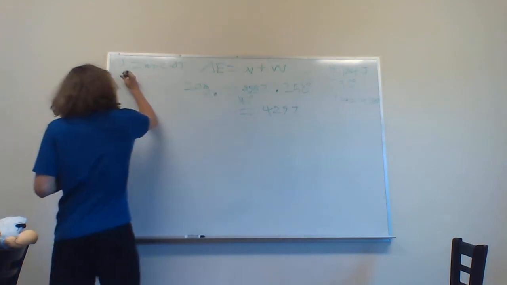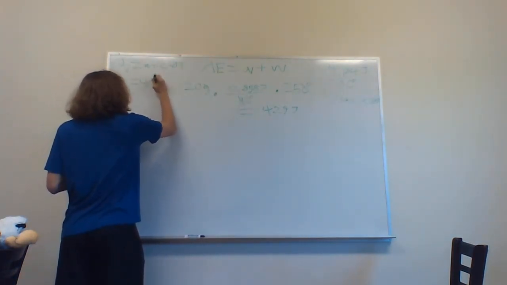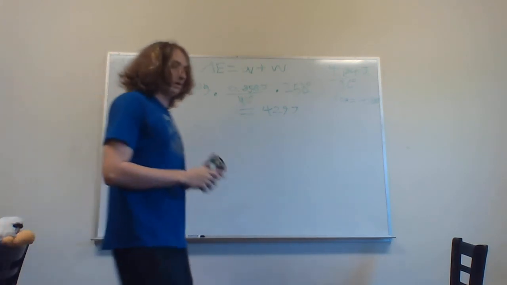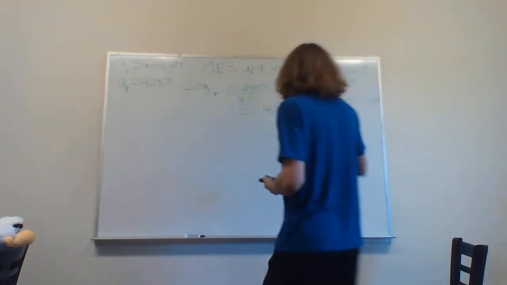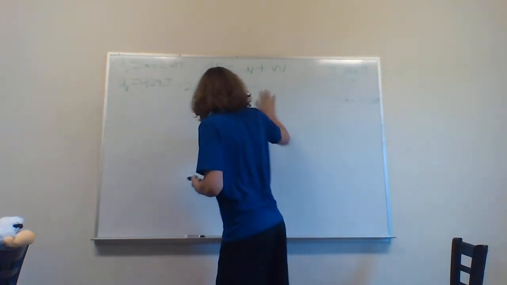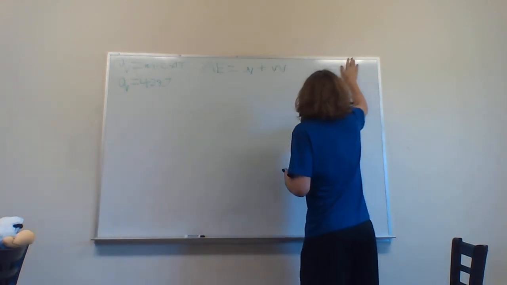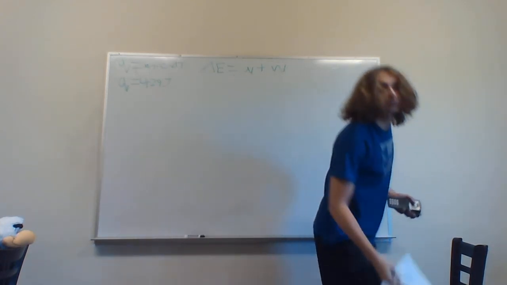So our Q is equal to 429 joules. However, obviously we need to calculate work done. So let me erase my work real quick. And now we get to the hard part. I don't say it's hard, it's what confused me at first, to be honest.